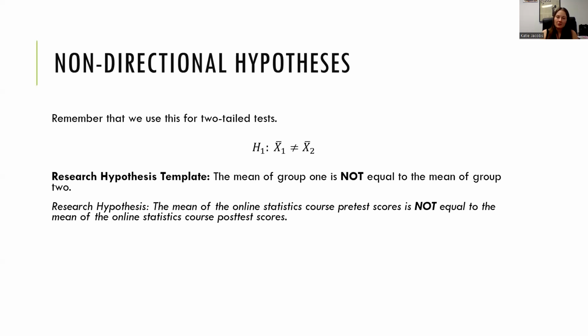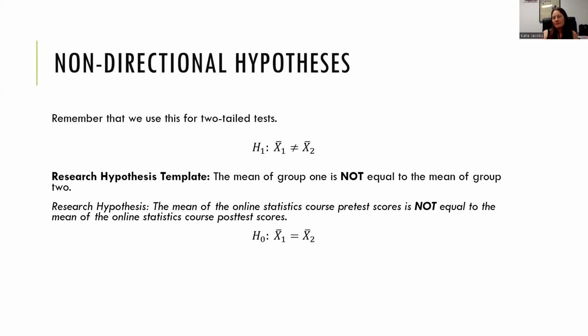If I wanted to write this example out non-directionally, which doesn't make a lot of sense, but if I were to do that, I would have research hypothesis: the mean of the online statistics course pretest is not equal to the mean of the online statistics course post-test.